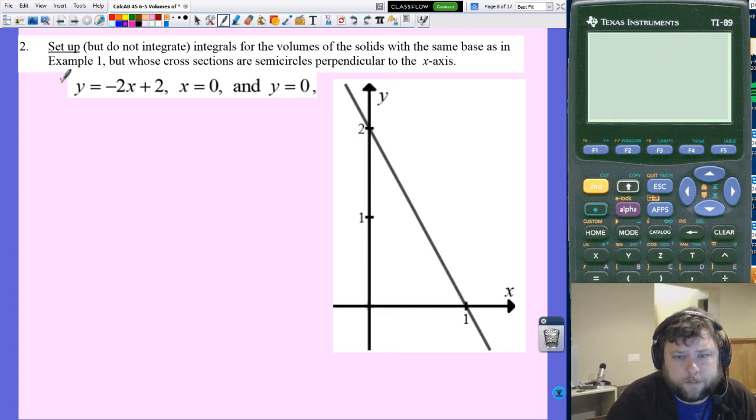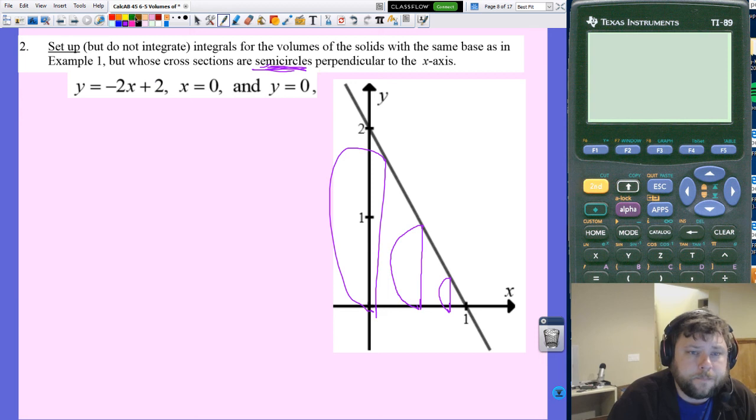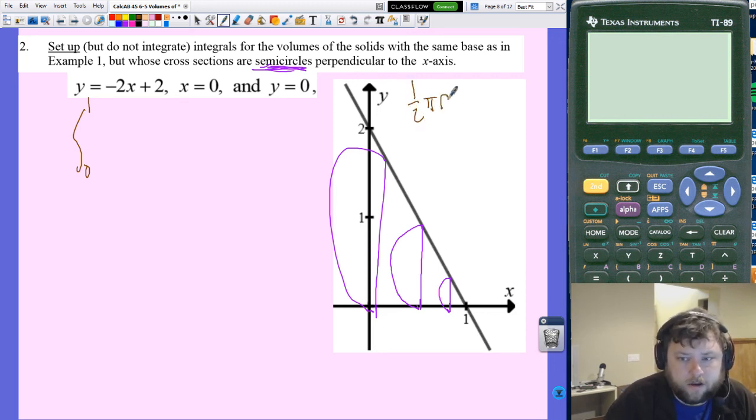So I want to set up an integral. Let's take that same exact problem, and instead of cross sections being squares, they're going to be semicircles. So coming off the line right here, again, a flat line, they're going to look like this coming out. Flat line, semicircles coming out like that. Okay, and the area of a semicircle, so it's integral from 0 to 1 still. And the formula for a semicircle is 1/2 pi r squared. So I can put this as 1/2 pi and then r squared dx.